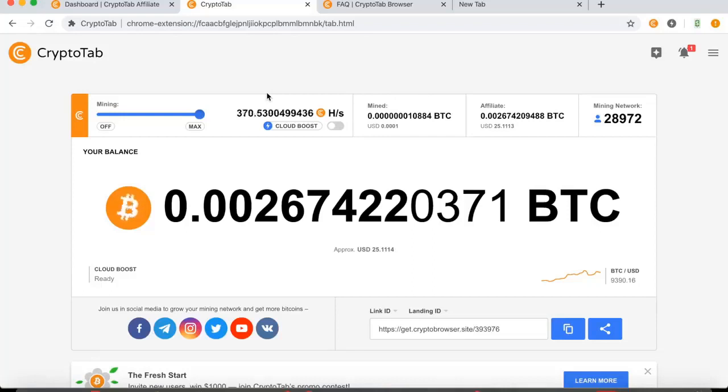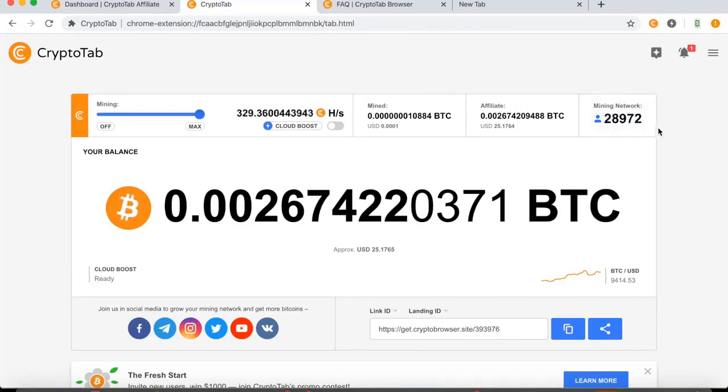Now, there's also another way to get Bitcoins besides the mining, and you can see right here, the amount that you've earned by mining is also split up with the amount that you've earned through affiliate earnings. And as you can probably guess, the other way is to refer people so you get more under your affiliate link. And referring more people will grow your mining network.